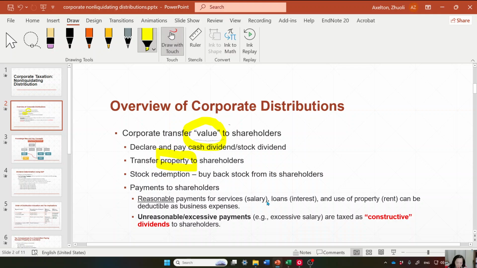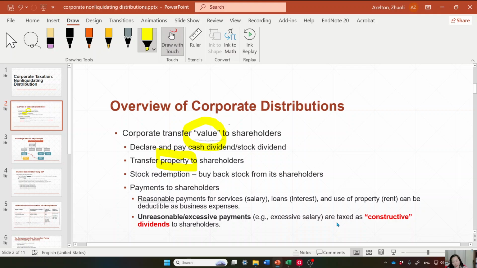Maybe the business decides to give zero interest loans to the shareholders, or use of property to the shareholders for a small amount of rent. So in this case, the IRS is going to look through this transaction and see whether there are any unreasonable or excessive payments from the business to the shareholders. Any unreasonable or excessive amount will be characterized as a constructive dividend to shareholders.